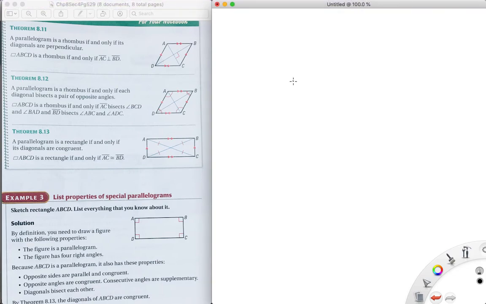Alright, so part 2 of 8.4. So let's talk about Theorem 8.13. Theorem 8.13 deals with a rectangle. We have a rectangle. Remember, opposite sides are parallel.